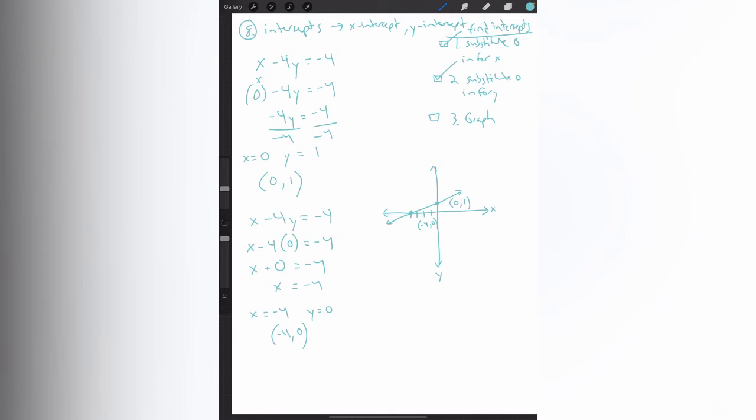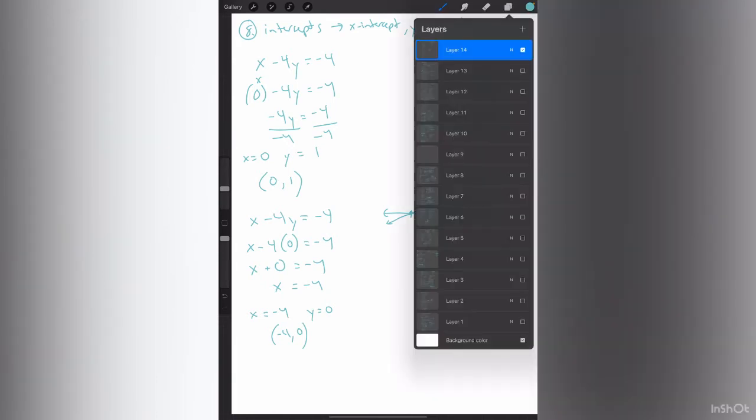And my equation for that line, I'm just going to write it in standard form like we had it. x minus 4y is equal to negative 4. Okay? So I've gone ahead and graphed it. So I've completed number 8. A lot of steps, but I got there. Number 9.